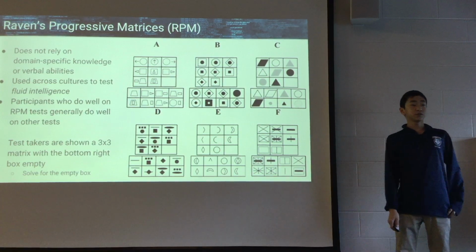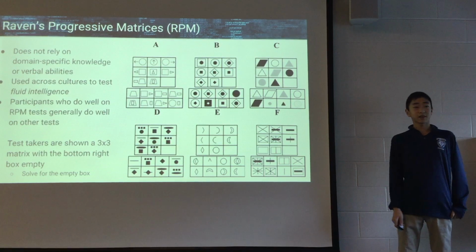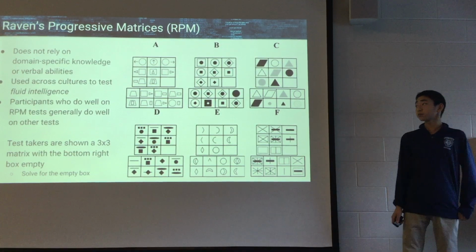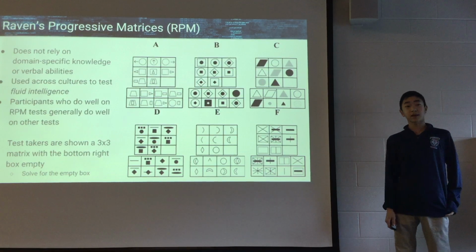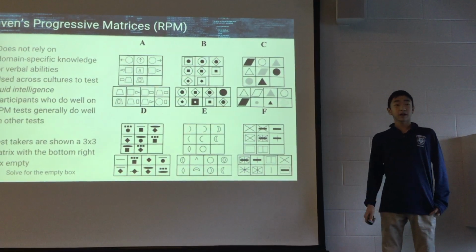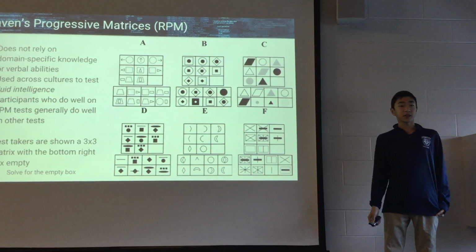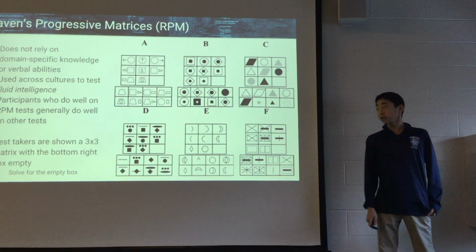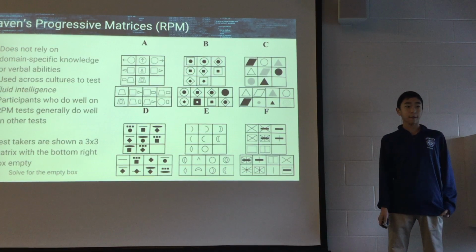But why did the modelers choose to use RPM tests as the basis for their model? Quite frankly, I'm willing to say that most of you haven't even heard of RPM tests. Well, they're used across the world to test for fluid intelligence, which is the ability to reason, think abstractly, and develop answers. They're good because they don't rely on any domain-specific knowledge or verbal abilities, meaning there's no discrimination against any culture, race, or language. Interestingly, participants who do well on RPM tests also do well on other standardized tests.